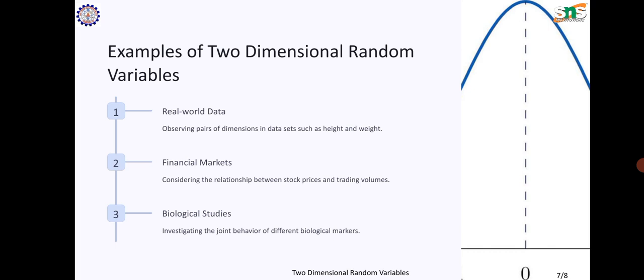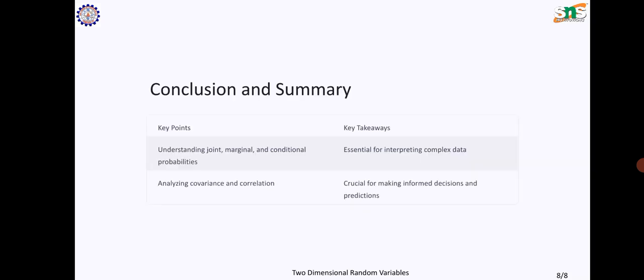Examples of two-dimensional random variables: real-world data, observing pairs of dimensions in data sets such as height and weight. Financial markets, considering the relationship between stock price and trading volume. Biological studies, investigating the joint behavior of different biological markers.